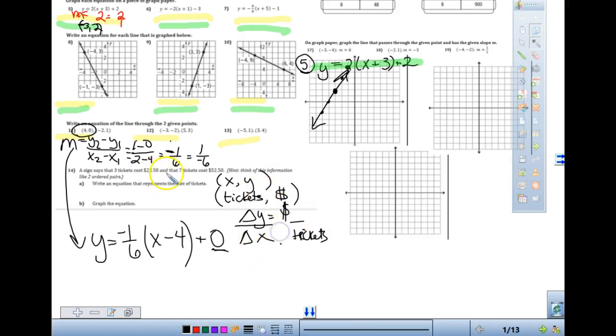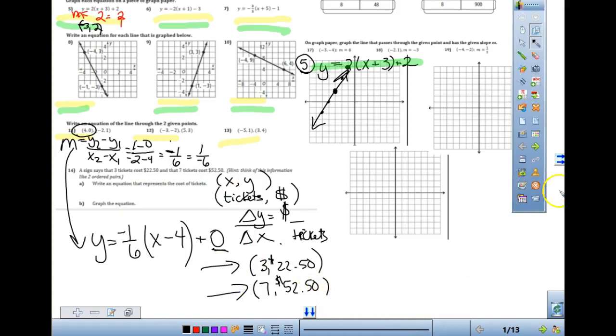So when you do this one, if they're telling you the price of 3 tickets is $22.50, in number 14, that means 3 is at $22.50. And the second point is at 7 tickets for $52.50. You should be able to find the slope using that slope formula. You then want to write the equation. It depends on which ticket you use. That's why they have these two answers in the back.